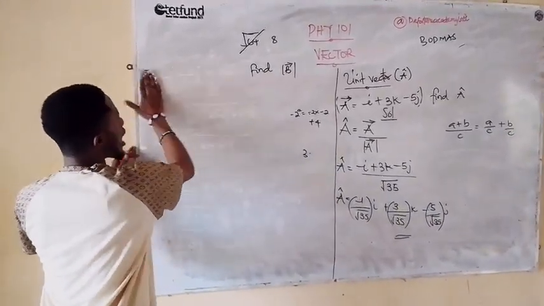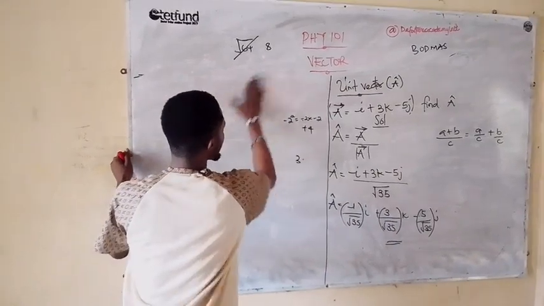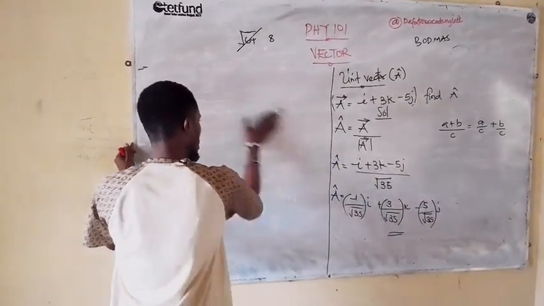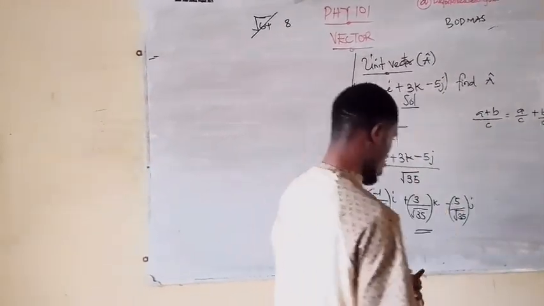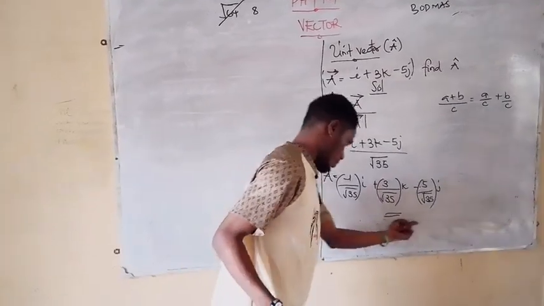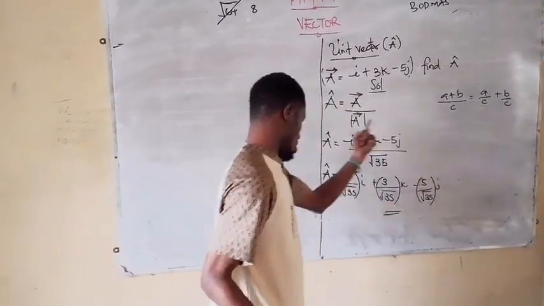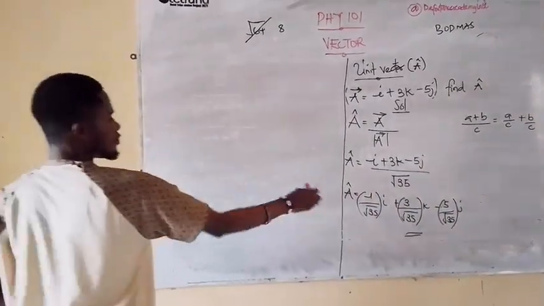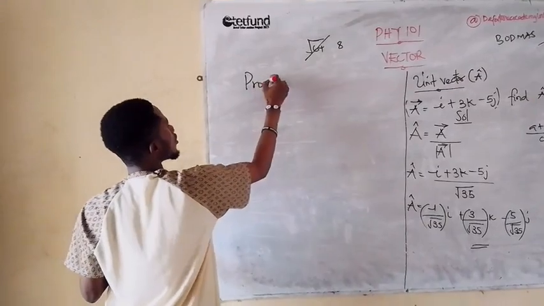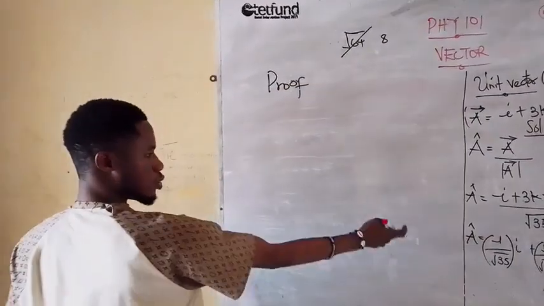For us to have 1 as our answer there, we are going to find the modulus of the unit vector. This is practically 1. As a math student, all these things are 1. But let's prove it. For you to prove that this is correct, find the modulus of the unit vector.